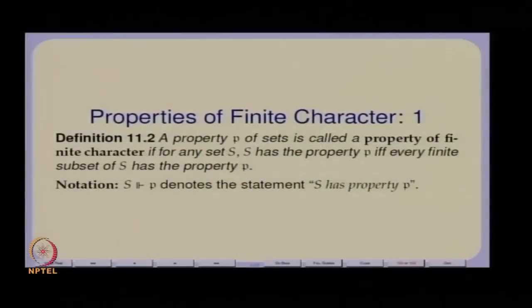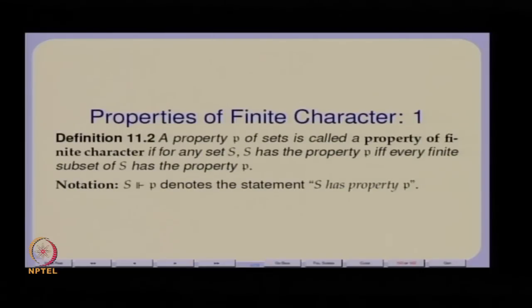Now, we can extend this further to how many such different formulae can you add. So, before that, let's look at something known as a property of finite character. In particular, this is important because compactness is an example of a property of finite character. A property P of sets has got nothing to do with logic really. It's just general set theoretic mathematics.